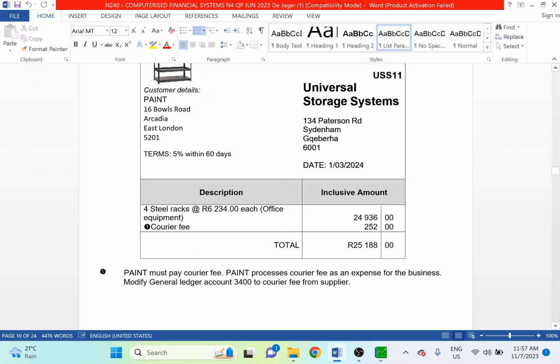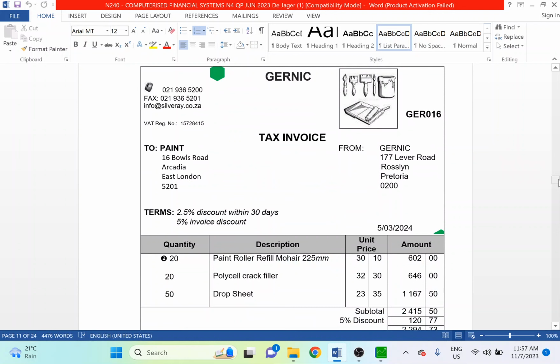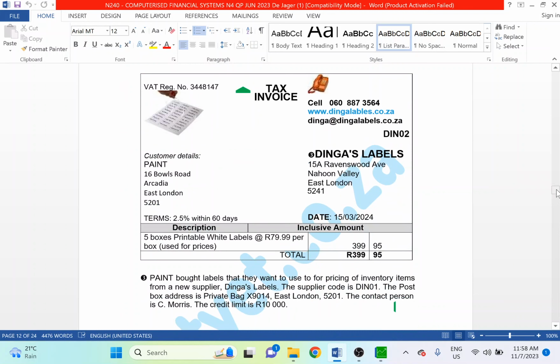What are we buying? We're buying four steel racks, which is office equipment plus courier fee. Now, this is a non-stock invoice number one. So we're going to continue checking if we do have any other non-stock invoice. Number two, we have Genic from supplier Genic. Now we are buying paint roller, polycell, crack filler, and drop sheets. These are our stock. So this is a stock invoice. Remember, we're dealing with paints.